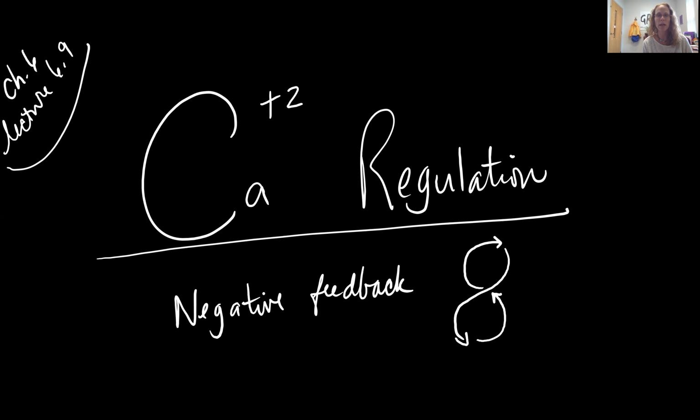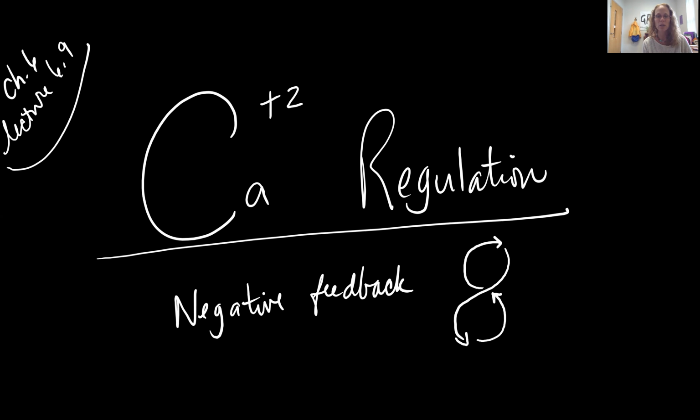But we will see that, if the skeleton is going to store calcium, that means not only can it stick it in the bone to make it hard, but it can take that calcium out to be used by other cells in the body. This is a negative feedback mechanism.